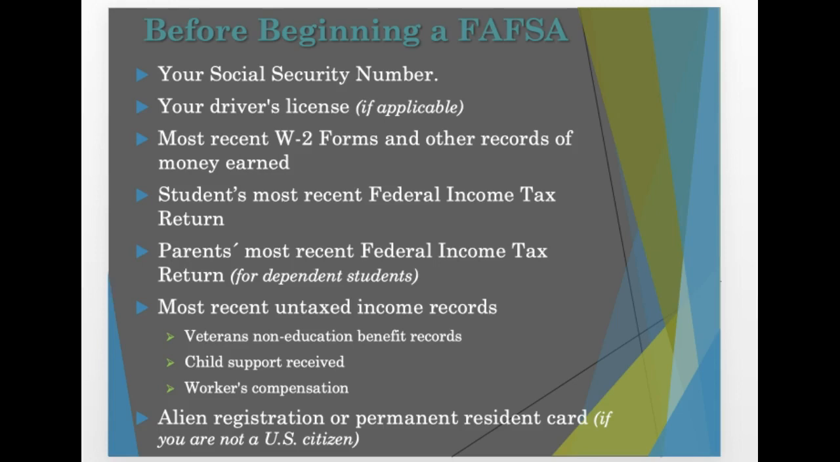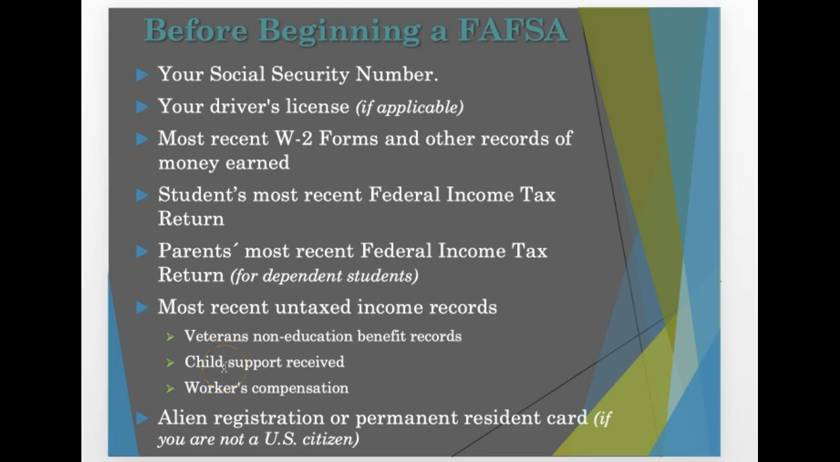So before beginning your FAFSA, there's a few things you'll need to do. You need to make sure you have all of these documents with you. Your Social Security number, this is the student Social Security number, and their driver's license number, any W-2s. And then you will also need to have your parent Social Security number, parent driver's license number, and also any parent W-2s, the student's most recent federal income tax return, if they have one. If they don't, you don't have to worry about that. Your parent's most recent federal income tax return, and then most recent untaxed income records, such as your veterans non-education benefit records, child support, worker compensation, those types of things.